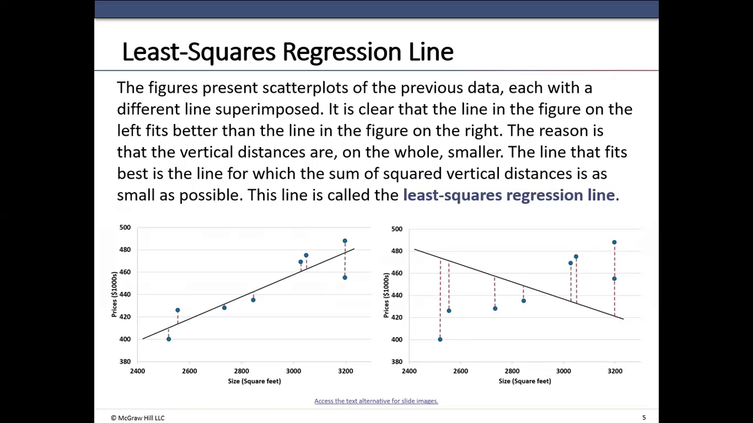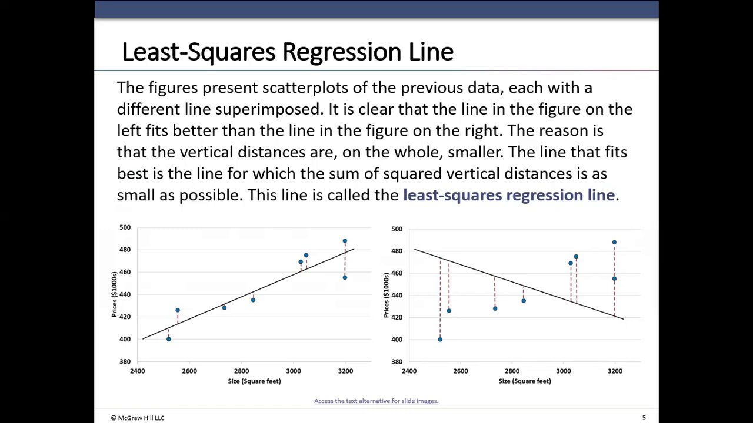The vertical distance of each of those paired data points, the blue points, is the dashed line. For the points which are above the line, the dashed lines come down from the point to meet the line. For the points which are below the fitted line, the vertical lines go up to meet the fitted line. So what are they saying? The figures present scatter plots of the previous data, each with a different line superimposed.